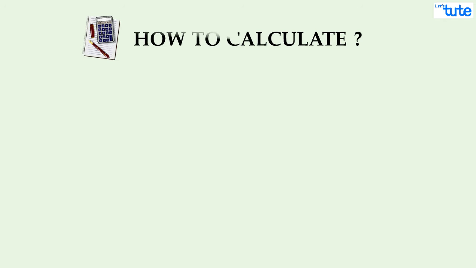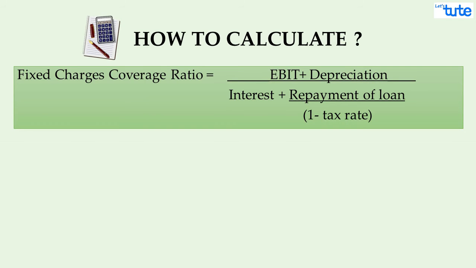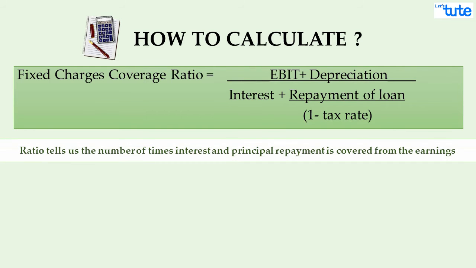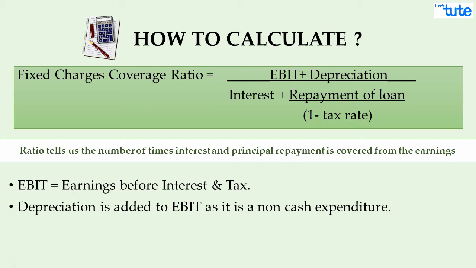So fixed charges coverage ratio is equal to earnings before interest and tax, that is EBIT, add back depreciation, divided by interest plus principal repayment of loan divided by 1 minus tax rate. So this ratio calculates how many times interest and principal, that is installment, is covered from the earnings. And also over here we add back depreciation in the numerator since it has been deducted while calculating EBIT, but it is a non-cash expense.